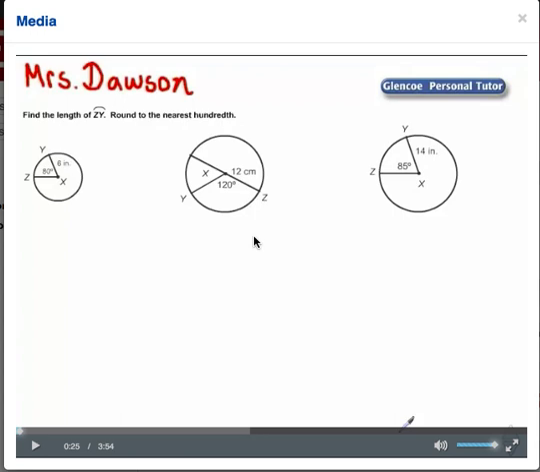And this is just going to be some examples prior to your quiz tomorrow. So I would take a look at these and make sure we understand how to do it. This is from the personal tutor on the ebook. So here you go.